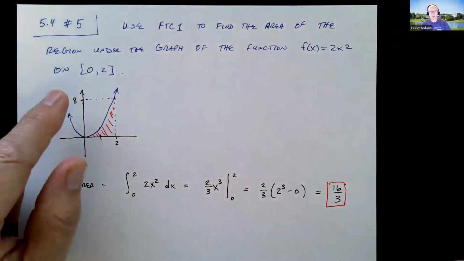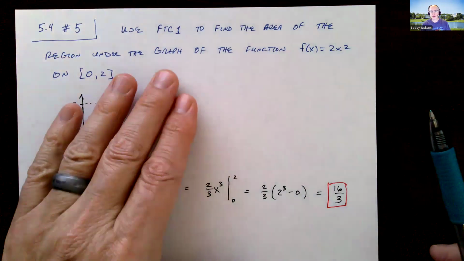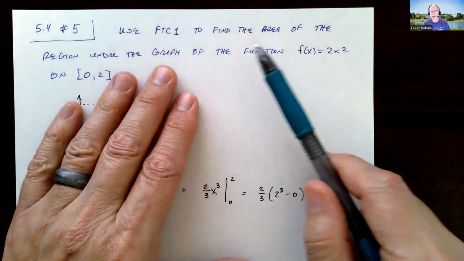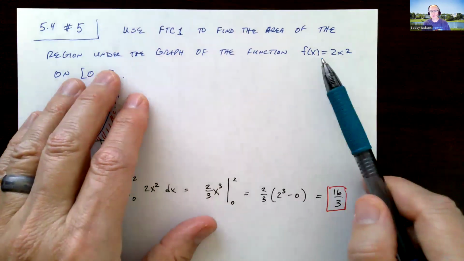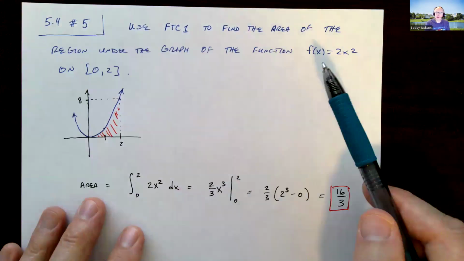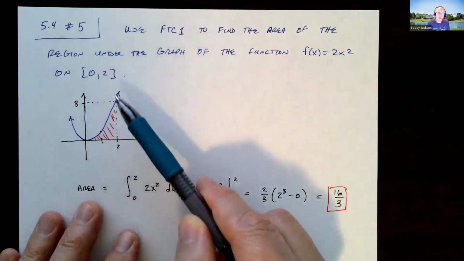Let's take a look at number 5 here in section 5.4. We're going to use the fundamental theorem of calculus part 1 to find the area of the region under the graph of this function on this interval. So just taking a look at the graph of the function 2x squared. Here's the graph of 2x squared.